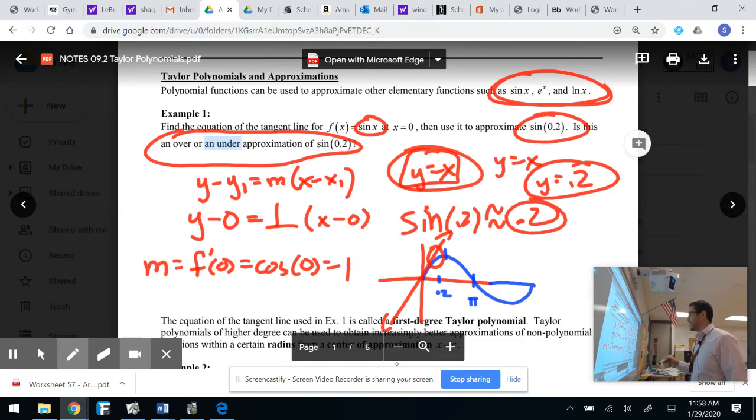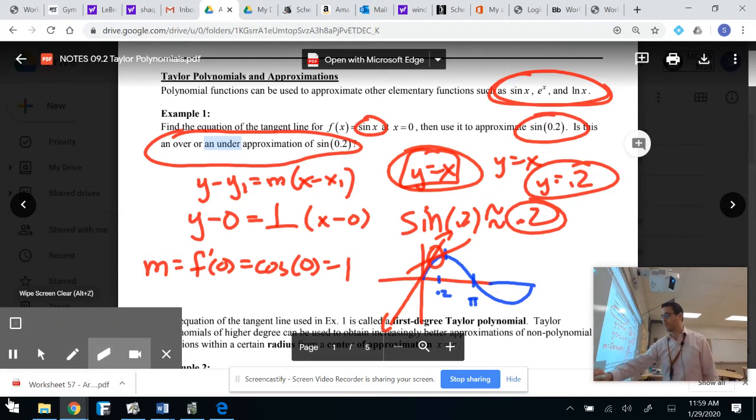Obviously I could use Euler's method to get something that was a little bit closer to that. Regardless, the tangent line will always be over that curve, and so it would be an overestimate there. All right, here we go. That gives us kind of an introduction of what we are doing.